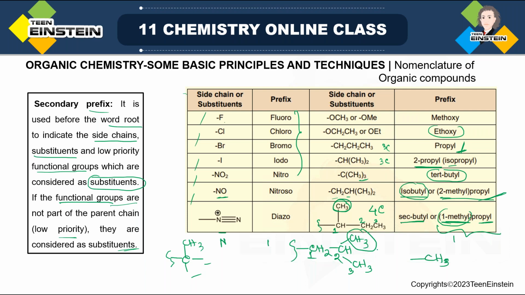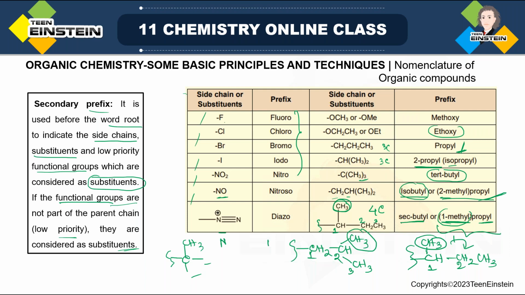So how will we write secondary butyl? CH3, CH2, CH2. This is attached at the 1 position. But suppose it is attached at the 2 position, now it will be isobutyl. So this is the difference between isobutyl and secondary butyl.